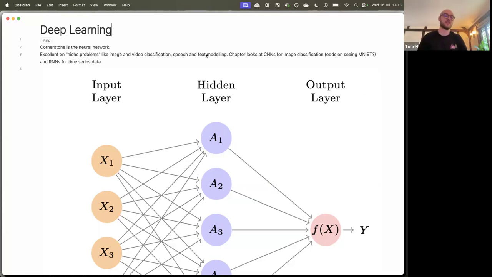We're talking about deep learning, and the foundation of that is neural networks. The chapter starts out describing what a neural network is. It has this great line saying they're excellent on niche problems like image and video classification, speech and text modeling, which, given the boom in machine learning and AI in the past 2 or 3 years, sounds like quite a funny comment to make. It doesn't feel niche anymore. It feels almost ubiquitous, with people using ChatGPT to solve every problem rather than niche problems.